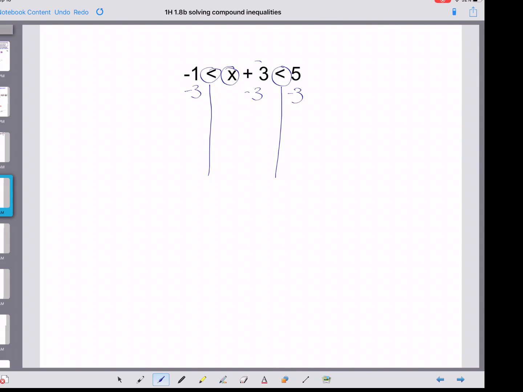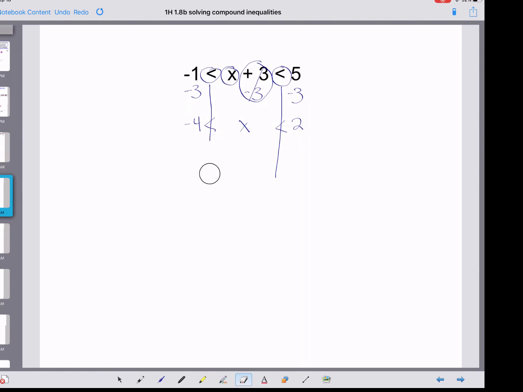All right, so let's do 3 minus 3. That's going to be 0. Leaves us with x in the center. Let's bring down my inequality signs. Make sure they're brought down correctly. 5 minus 3 is 2, and -1 minus 3 is -4. All right, so there we go.